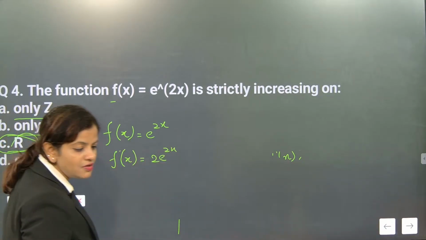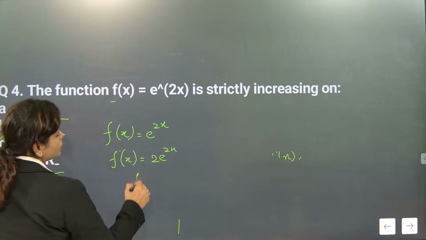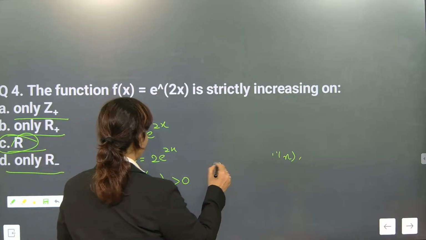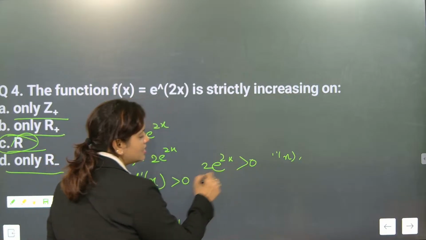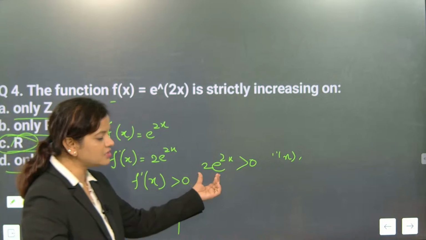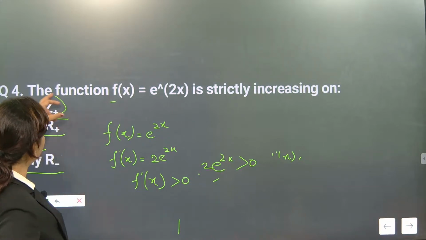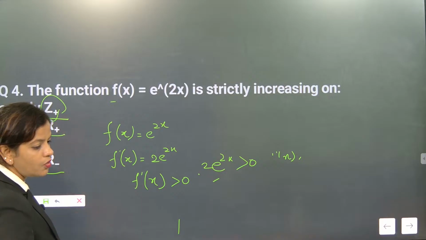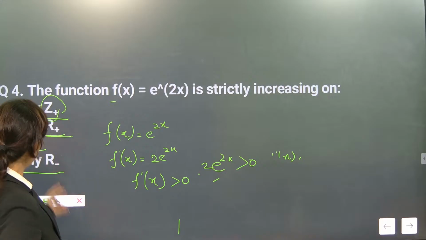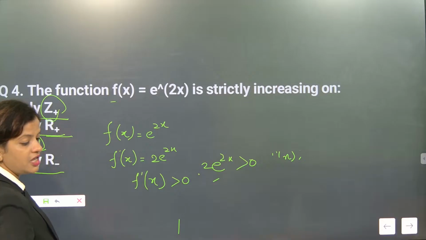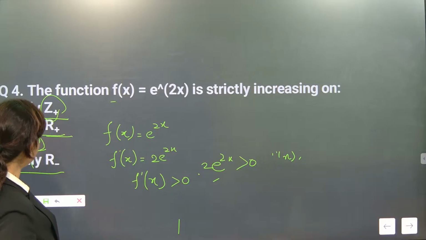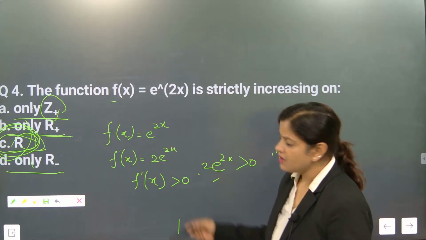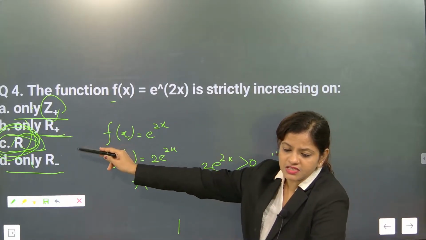Understood? Strictly increasing means it should be greater than 0. So e to the power 2x will have to be strictly greater than 0. In which interval will it be strictly greater than 0? Only positive numbers is a limited zone. The biggest field is the real numbers. All of A, B, and D will go inside C, because the real numbers are a bigger field.